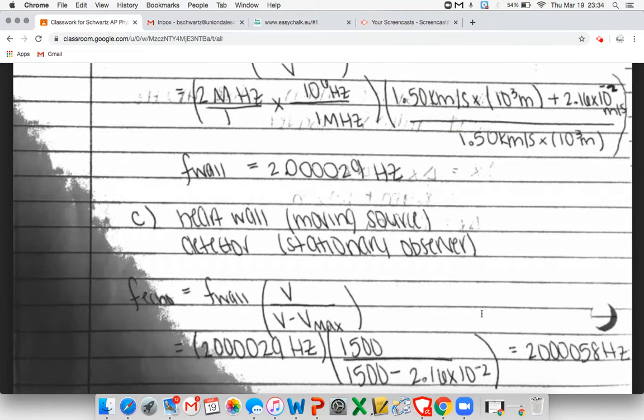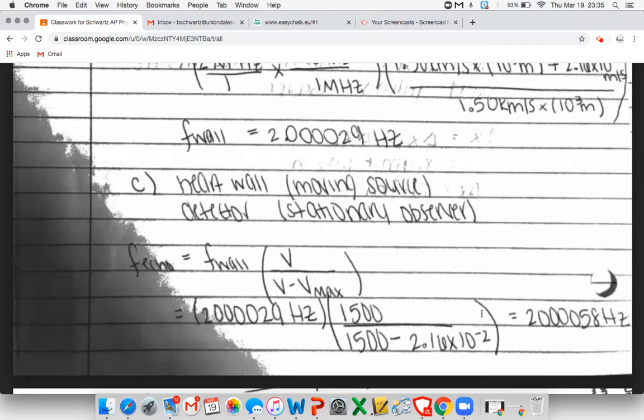For letter C, find the maximum frequency at which reflected sound is received by the motion detector. By electronically listening for echoes at a frequency different than the broadcasting frequency, the motion detector can produce beeps of audible sound in synchrony with the fetal heartbeat. Okay, so again, you need to say what is going to be moving, what's not going to be moving. The heart wall is moving, the detector is not.